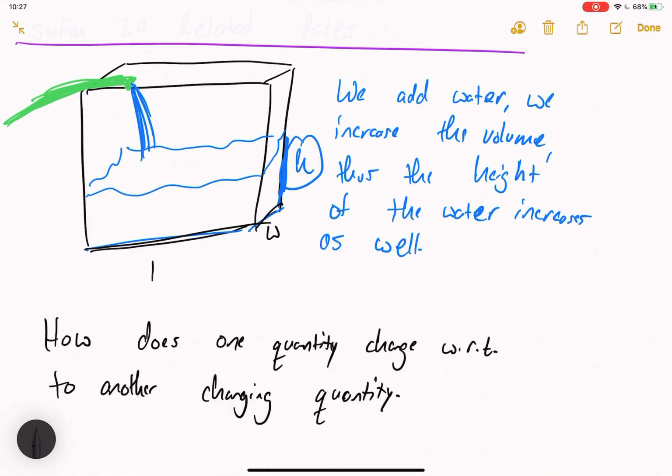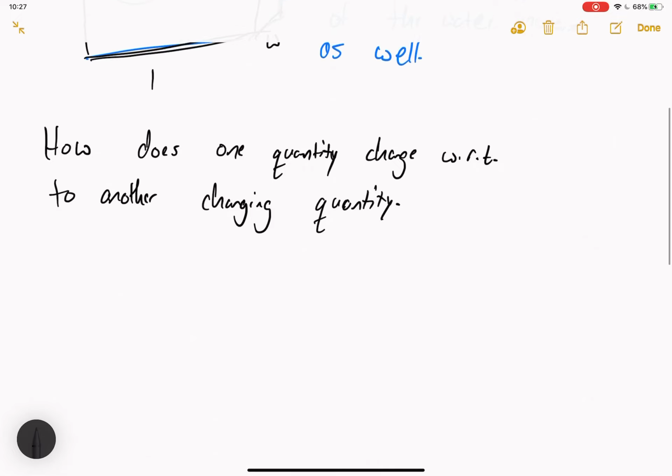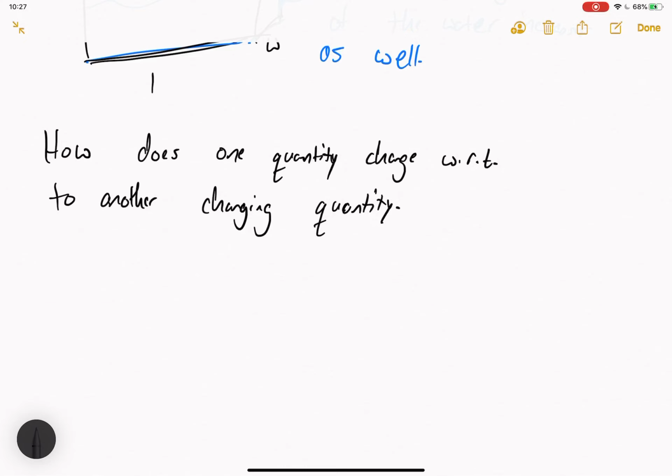So it's pretty easy to know how much water you're adding to the pool, and you could already know the sides. But if you want to know how fast it fills up, you could use these related rates problems to figure that out, because every time you add water, the height will have to increase as well. That's just what it means to fill up a pool. And that's the problem we're doing: how does the height change with respect to a change in the volume?